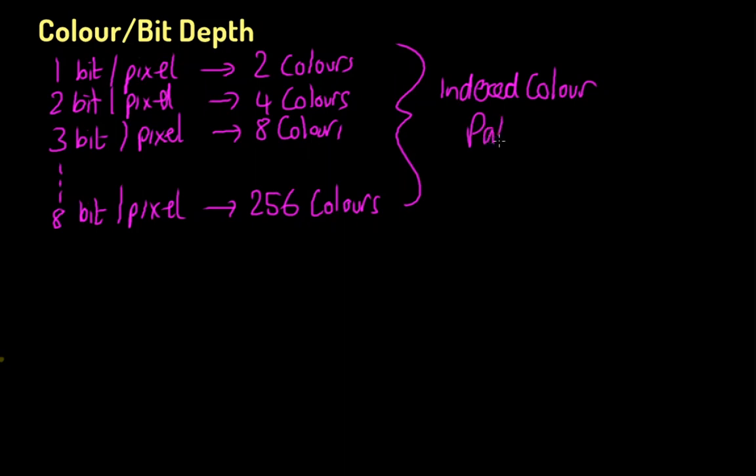Any bigger than that and the palette becomes too big. You can theoretically go up to 12 bits if you wanted to. The palette would be 4,096 colors, which would be a bit unwieldy, but it's possible to do it. Obviously, this has an implication on the file size as well, because the more bits I use to encode each pixel, with the same number of pixels, the bigger the file will be.